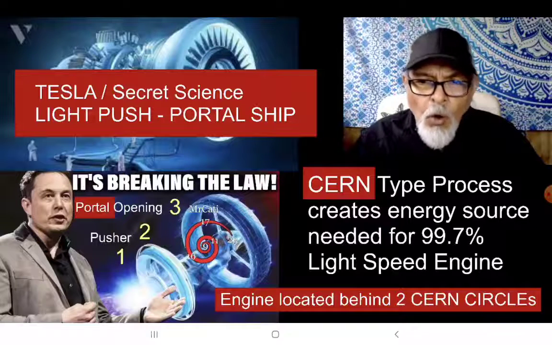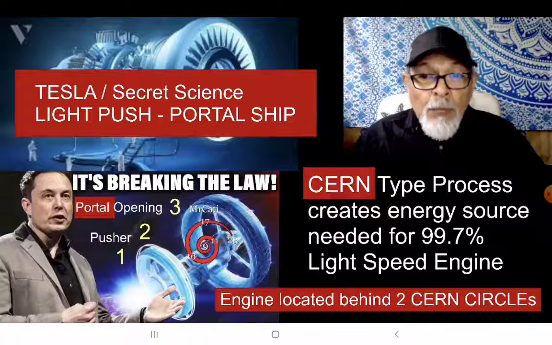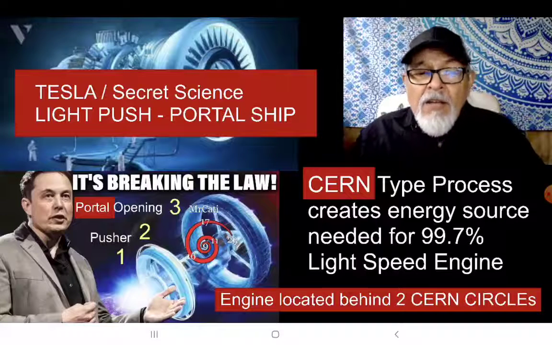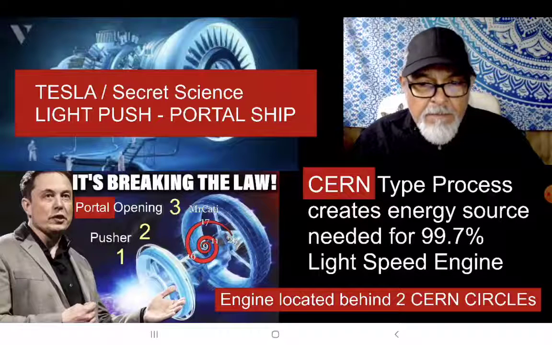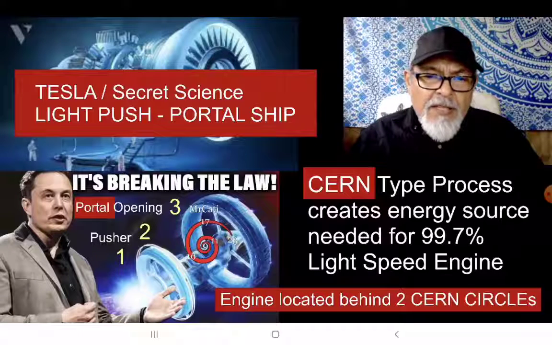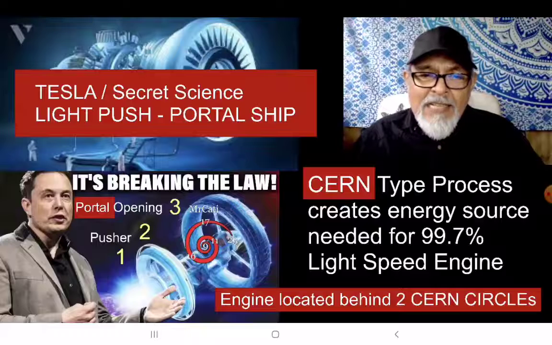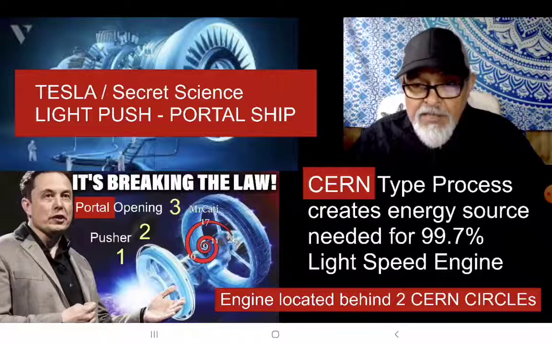If in fact those rumors are true, which I believe they are, based on the design of this ship, then the CERN type process, this large ring at the front of this spacecraft, opens a type of portal, whether it's dimensional or otherwise. It opens a portal or gateway. Now, the light speed engine, which is behind this gateway, is attached to this gateway. Because it has the ability to operate at a 99.7% efficiency rate, it is behind this portal opening number 3.